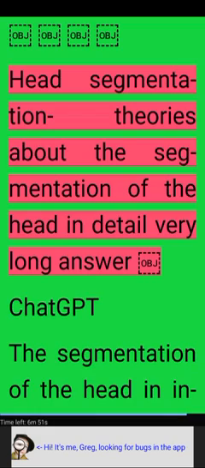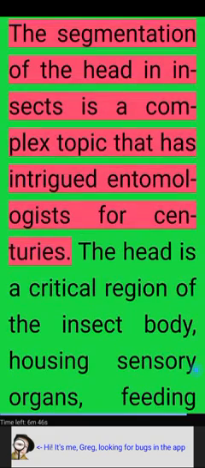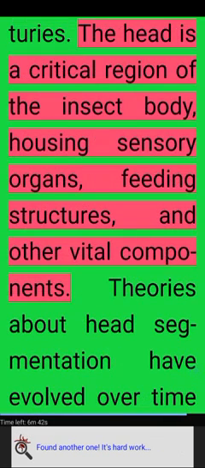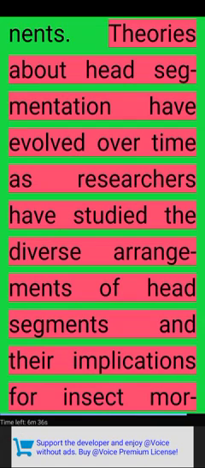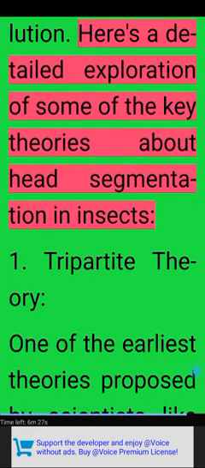ChatGPT: The segmentation of the head in insects is a complex topic that has intrigued entomologists for centuries. The head is a critical region of the insect body, housing sensory organs, feeding structures, and other vital components. Theories about head segmentation have evolved over time as researchers have studied the diverse arrangements of head segments and their implications for insect morphology and evolution. Here's a detailed exploration of some of the key theories about head segmentation in insects.